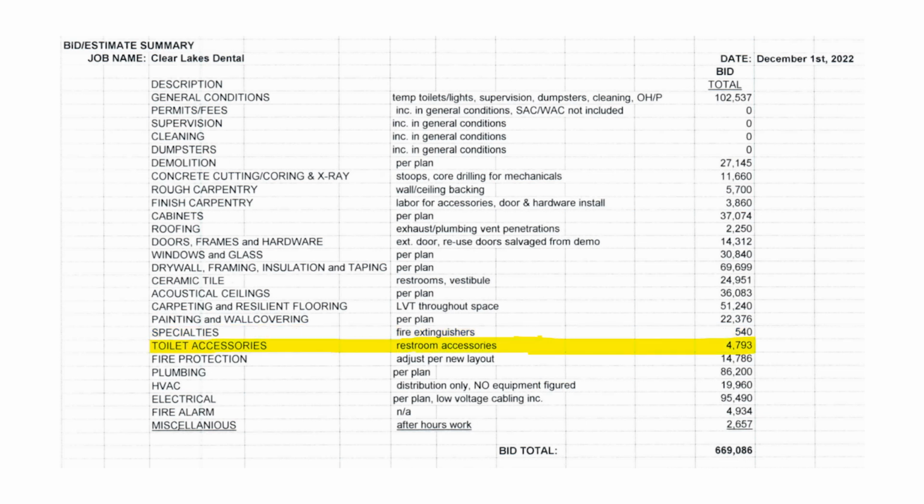Toilet accessories are next. When I first thought of toilet accessories, I thought cleaning supplies like Clorox or some kind of nice toilet paper and things like that. Then I saw the price of $4,793. It's either really good toilet paper or something else. Thank goodness it's something else.